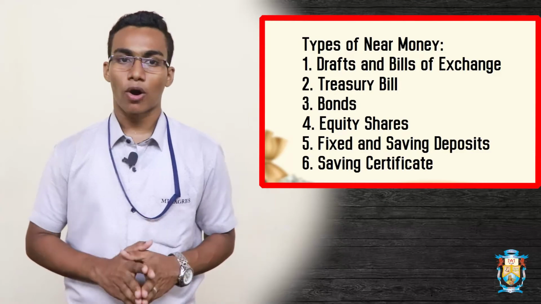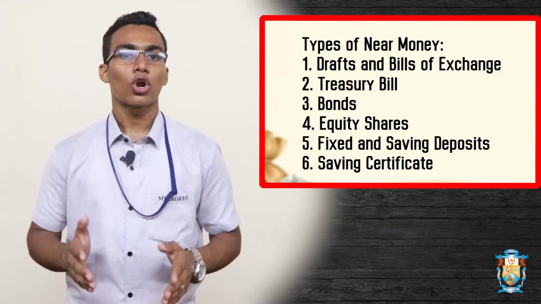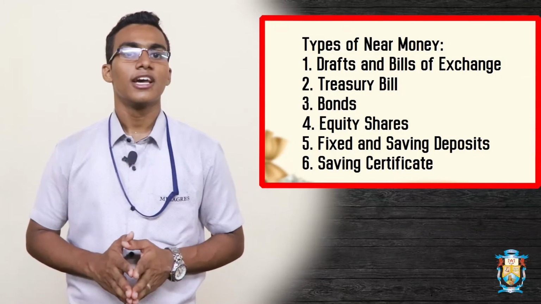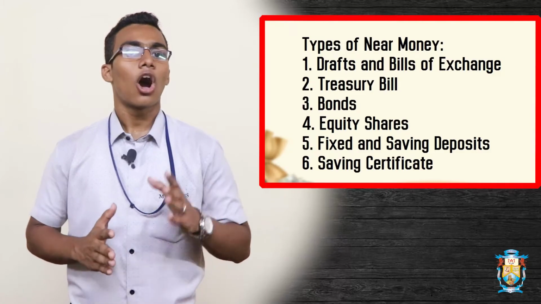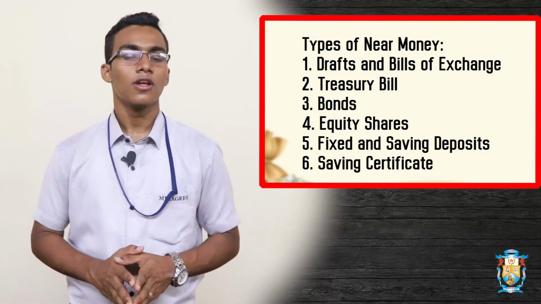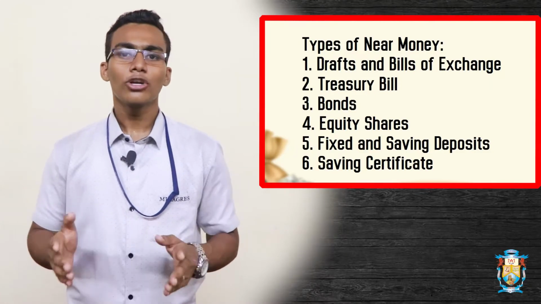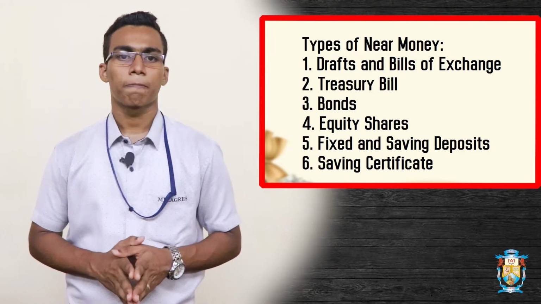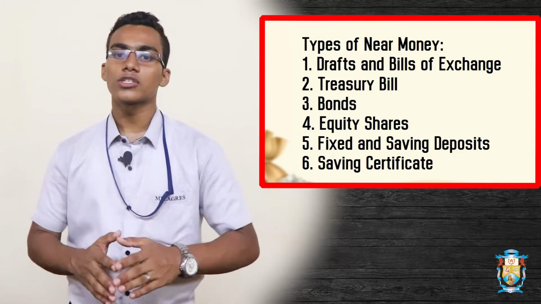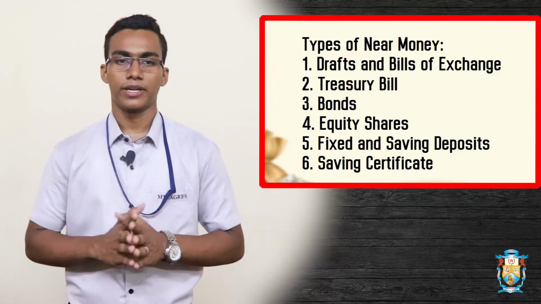Third one, the bonds. They are written form of loans. They are also called as debentures. It is a long-term liability for issuing firms or the institutions. Fourth one, the equity shares. In order to run the business, the firm should sell their shares. Shareholders are the owners of the company. They take part in the profit and loss of the company.